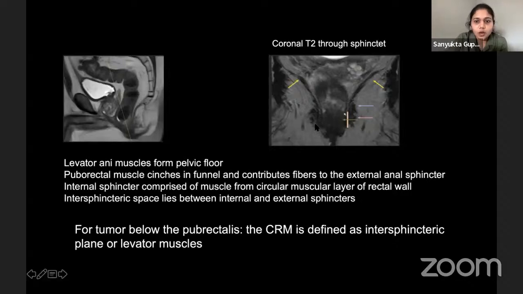Levator ani muscles form the pelvic floor. These are best seen on the coronal T2 planes as horizontal. The puborectalis muscle cinches in the funnel and contributes fibers to the external anal sphincter. And for tumors below the puborectalis, the CRM is defined as the intersphincteric plane or the levator muscle. So if the tumor has invaded the intersphincteric plane or the levator muscles, then it becomes a CRM involved tumor.